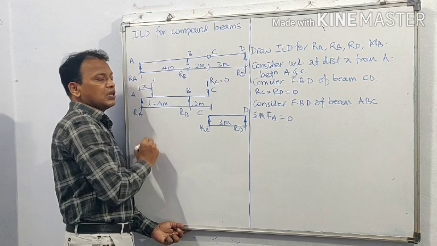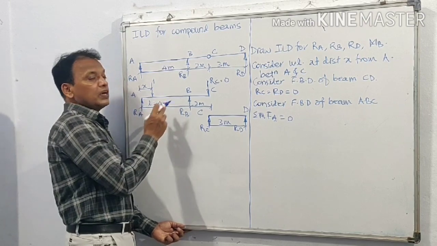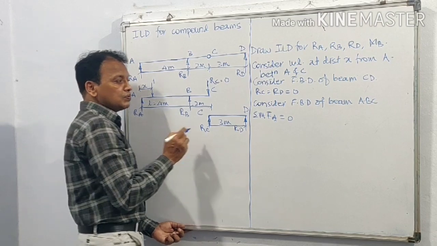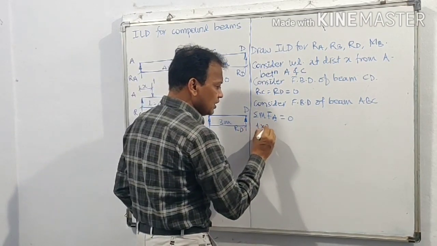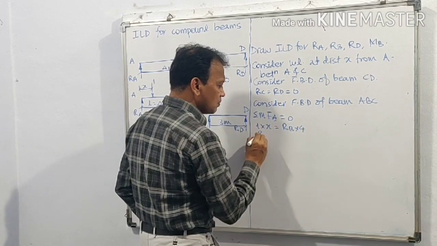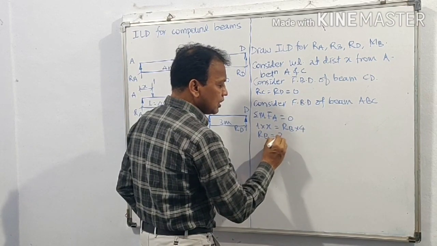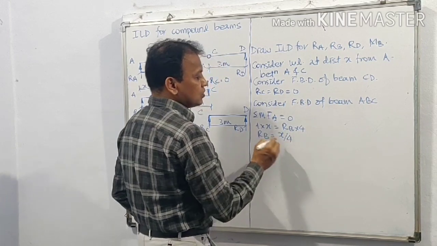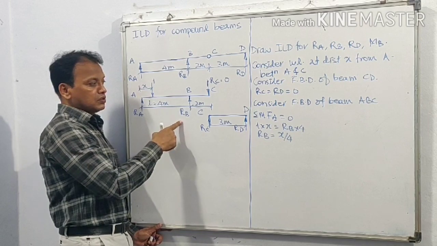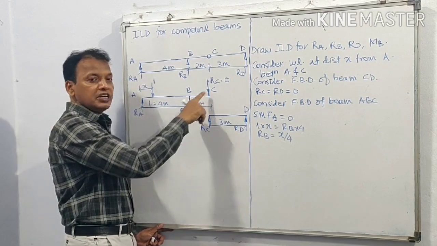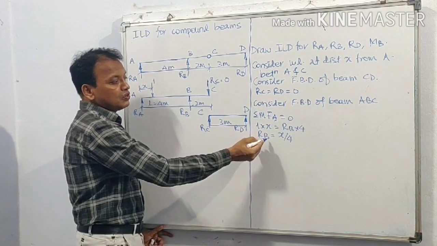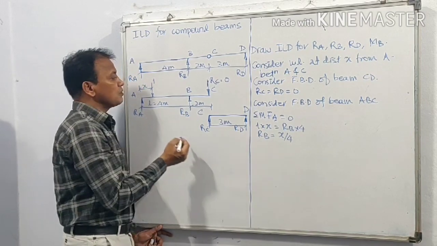So this is equal to L. So 1 into X is equal to RB into 4. Therefore RB is equal to X upon 4. So this is the generalized equation for RB for any position of unit load between A and C. For any position of load between A and C, we will get RB using this equation.